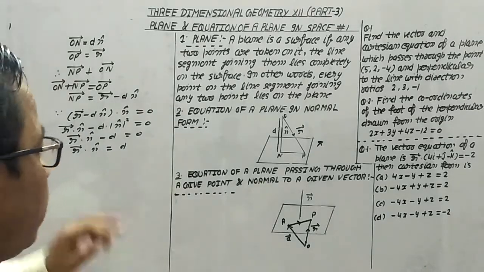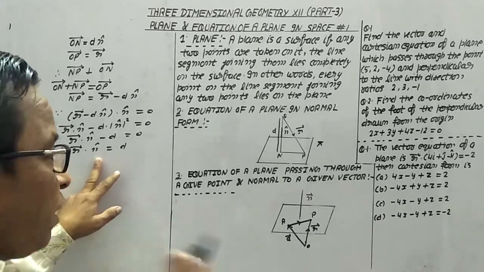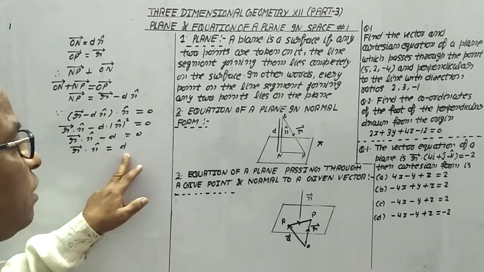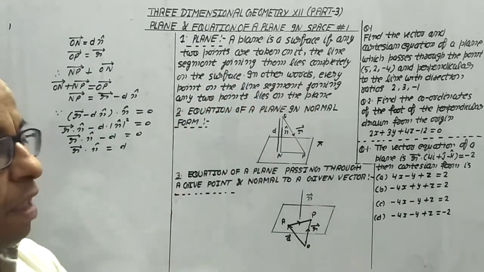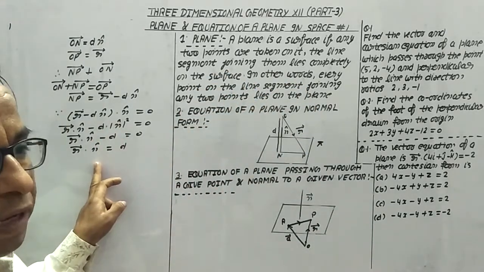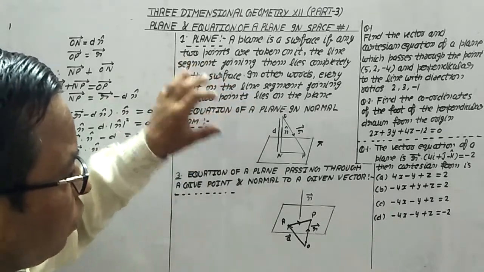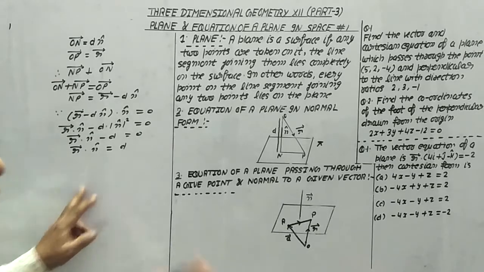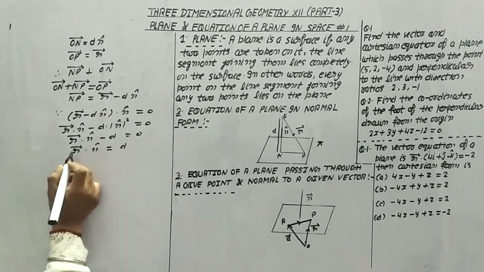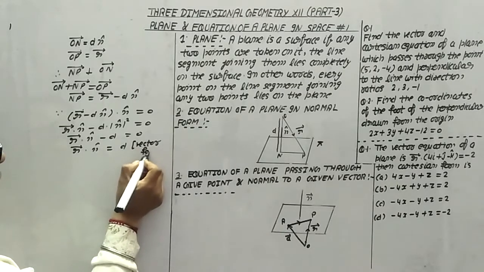Always remember this thing. If this n is a unit vector, only in that case is this d the perpendicular distance from the origin to this plane. If it is not a unit vector, then to find the perpendicular distance from the origin to this plane, we will convert it into a unit vector. Now because this is already a unit vector, this is the vector form.